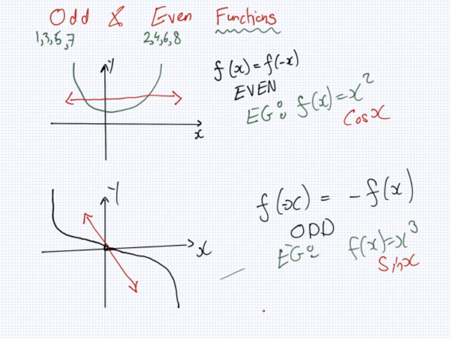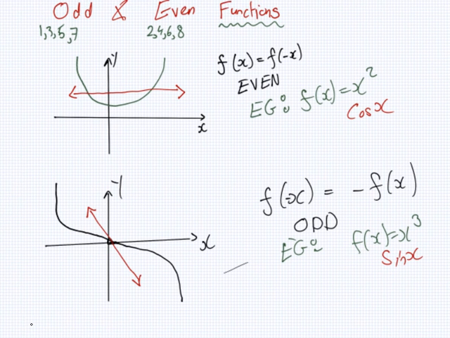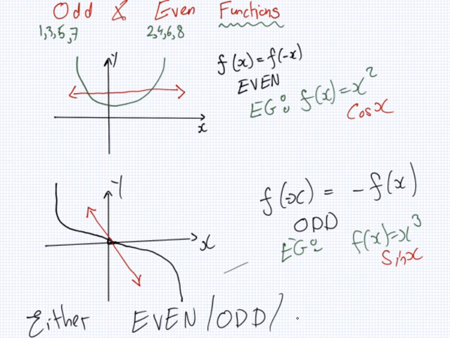Yeah, so it is possible to have neither. So it could be odd, it could be even, or it could be none of them. Neither. Okay, so your choices are either even, odd, or neither. Oh goodness, it could not be both.